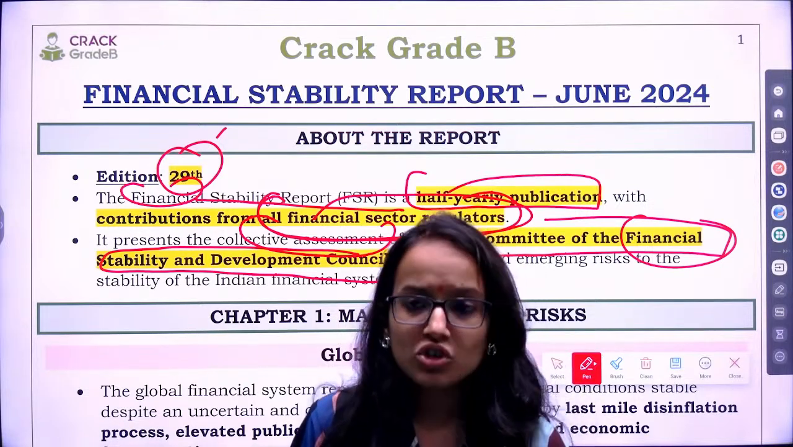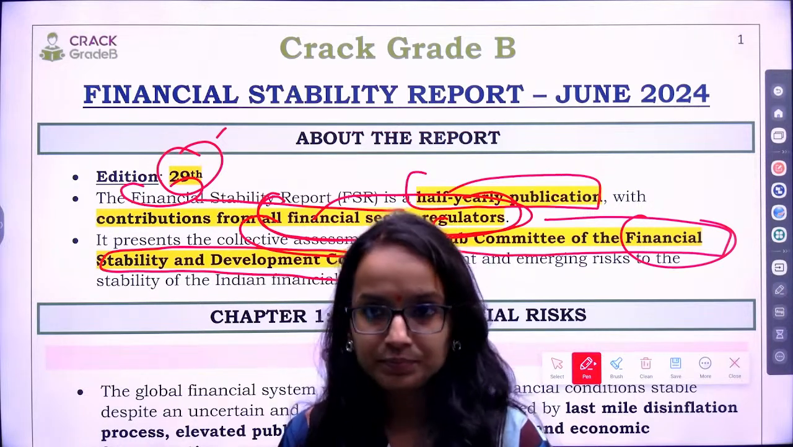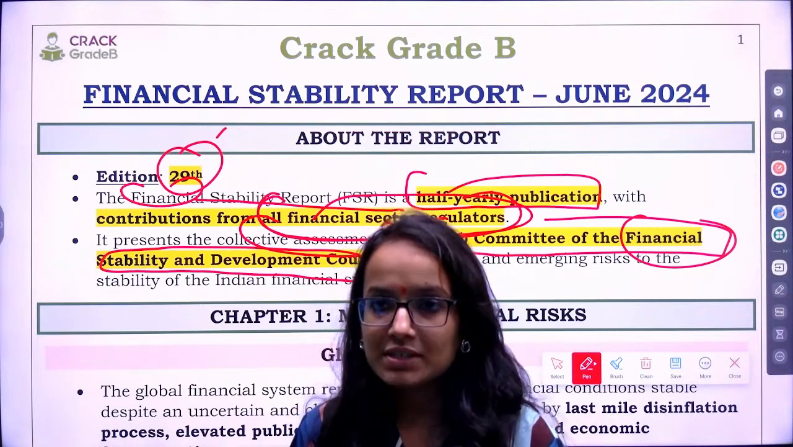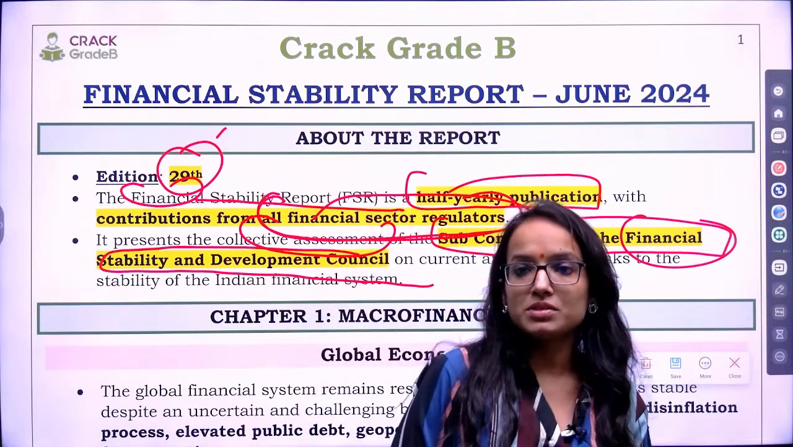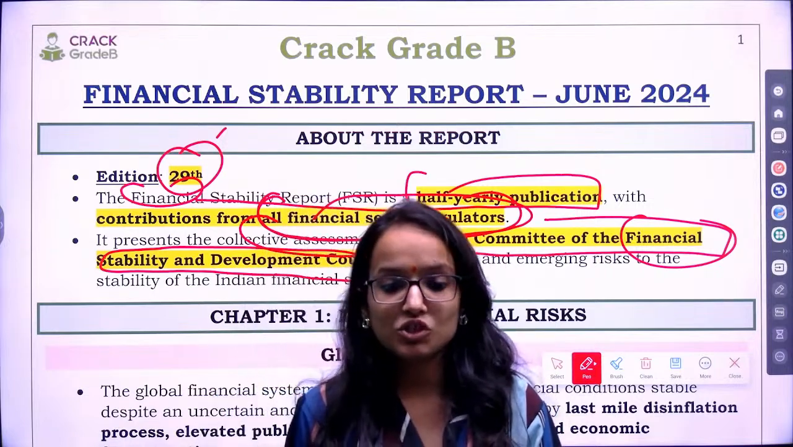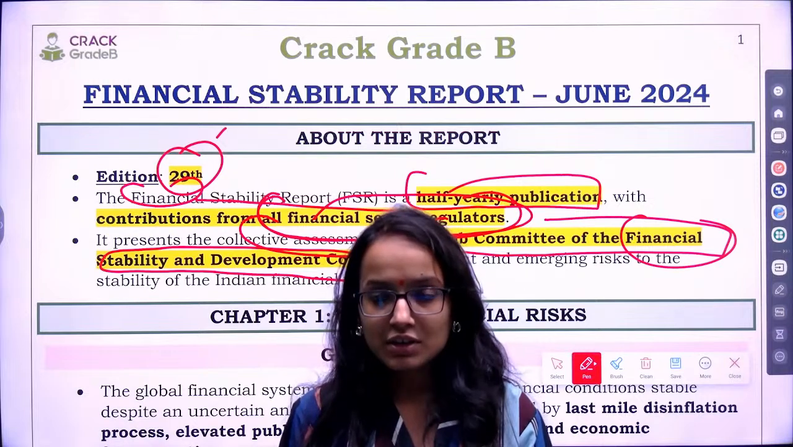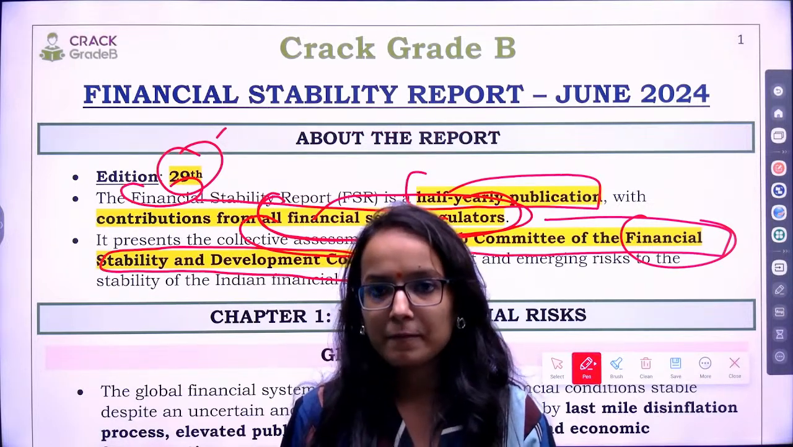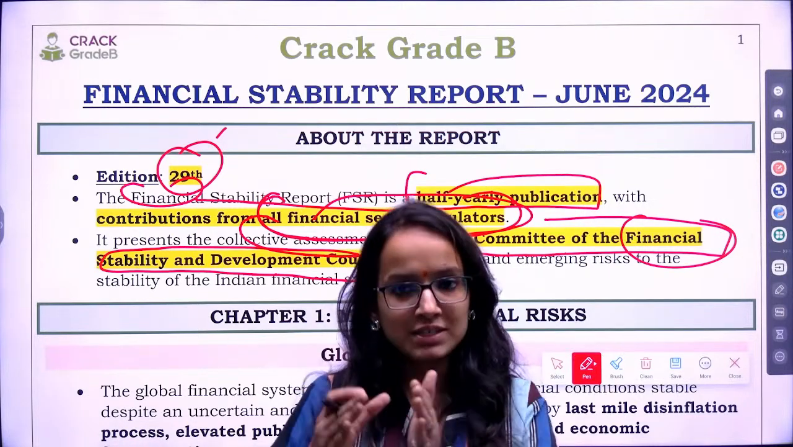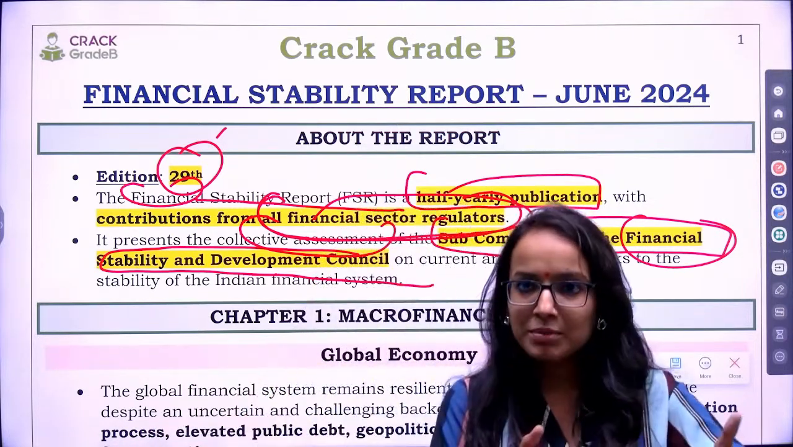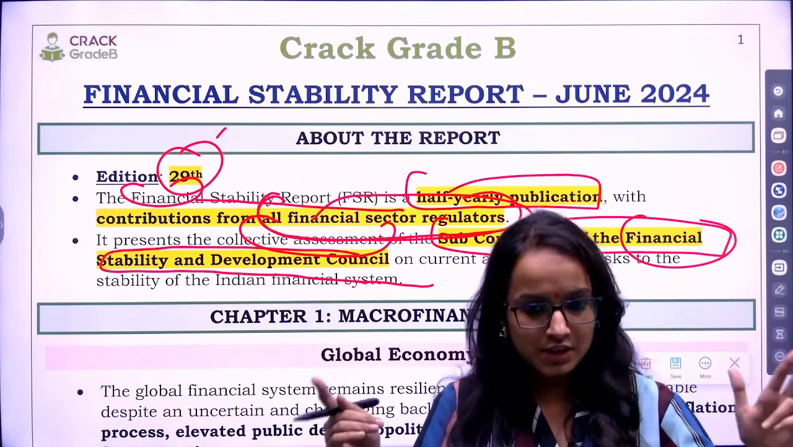So tell me, who is the chairperson of the subcommittee of FSDC? I am not asking the chairperson of FSDC, I am asking the chairperson of the subcommittee of FSDC. FSDC is chaired by the Finance Minister, but who chairs the subcommittee? There is a difference, that's why I am asking you, right? RBI Governor. So remember, FSDC is chaired by the Finance Minister, but the subcommittee of the FSDC is chaired by the RBI Governor. Remember the difference, okay? Both the chairpersons are different.